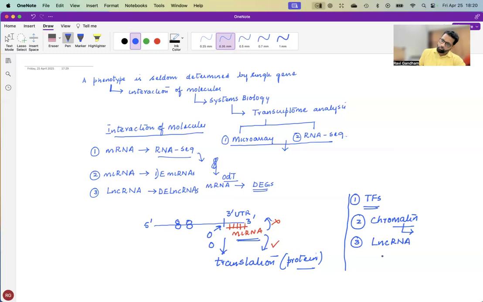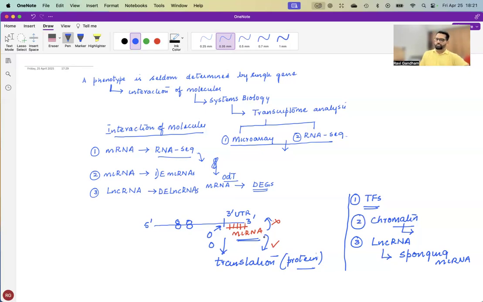And the LNC RNA, one of the main functions is sponging of your miRNA. Sponging miRNA. What happens here? Just have a look. If you have an LNC that sponges your microRNA, this microRNA is prevented from binding to the 3' UTR of a gene, and the protein translation is normal.